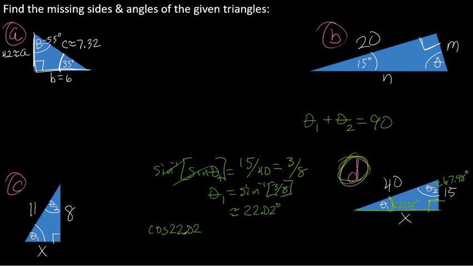Cosine of 22.02 is equal to adjacent over hypotenuse. Put this guy over 1, cross multiply. That gives me 40 times the cosine of 22.02 is equal to our missing side x. I'm just going to throw that in the calculator: 40 times the cosine, copying and pasting here. It's approximately 37.08. So this missing side is approximately 37.08 in length.